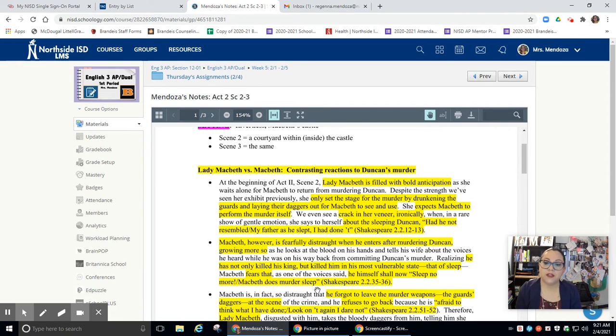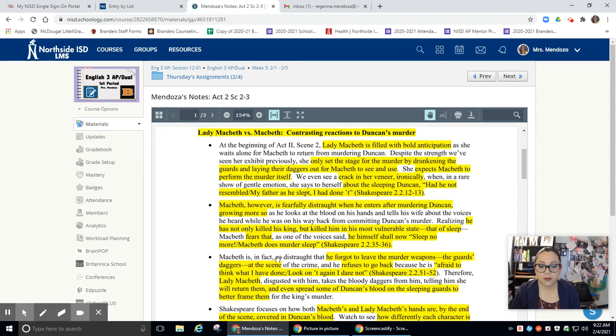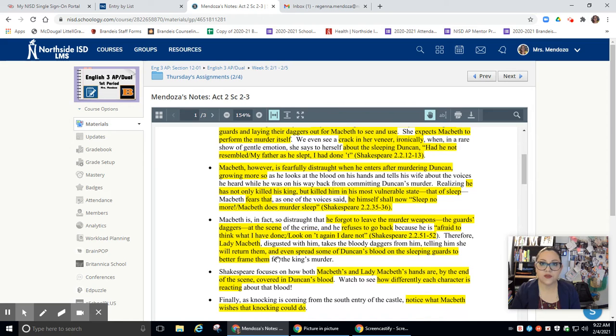And so Macbeth is fearfully distraught. He is terrified, looking at the blood on his hands. He is so much in shock that he still has the daggers, and he hallucinates hearing voices talking to him that sleep has been murdered. There will be sleep no more. This alludes to the fact that King Duncan was murdered in his most vulnerable state, in his sleep, and that the guilt will haunt Macbeth and he will no longer be able to rest comfortably and live with what he's done.